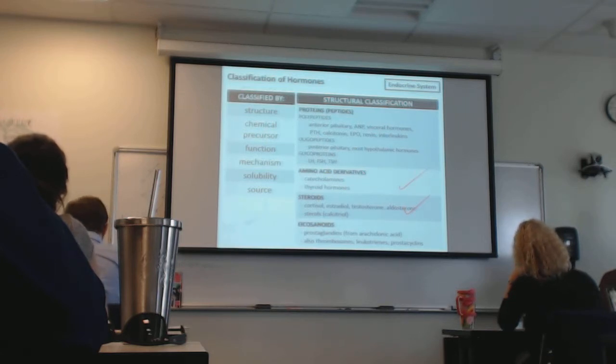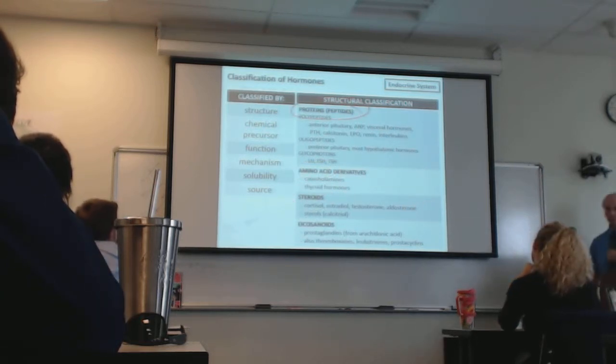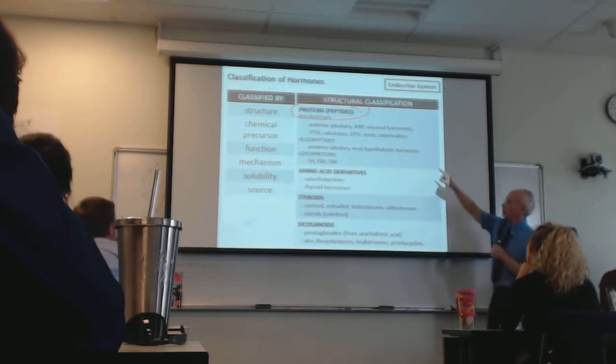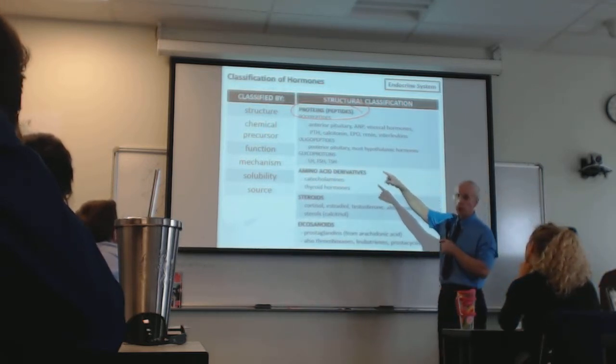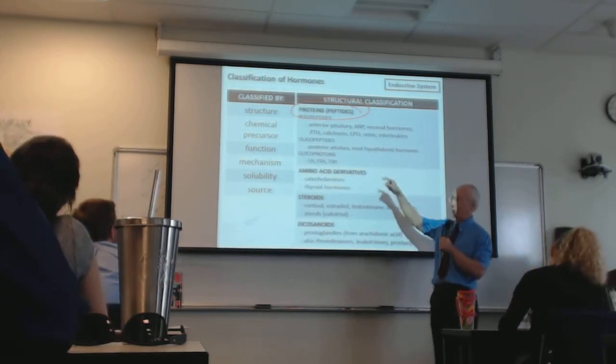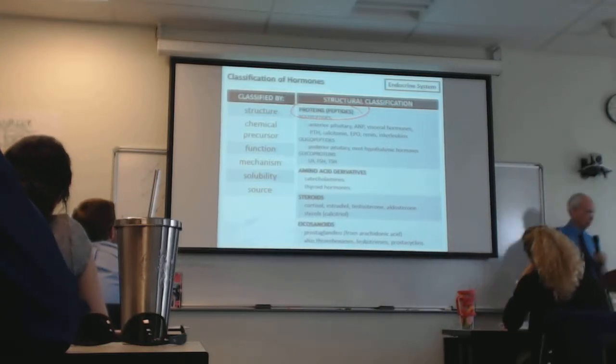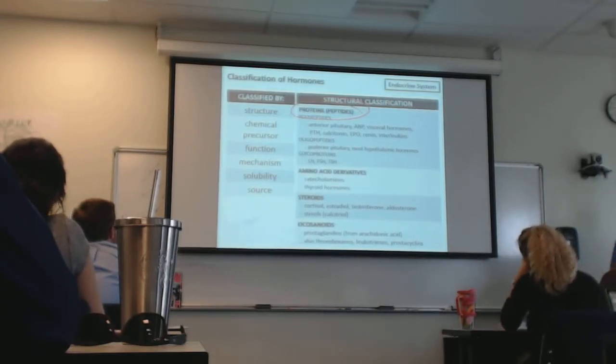So if it's not a steroid, and it's not what we're going to call an amine or amino acid, it must be what? What type of hormone must it be? A peptide. So you can memorize the classes of the peptides up there. We're going to be talking about a lot of these, but basically by elimination. If the hormone is not a steroid or amino acid, it's got to be a peptide of some sort. And those are going to be water soluble, as we'll see.